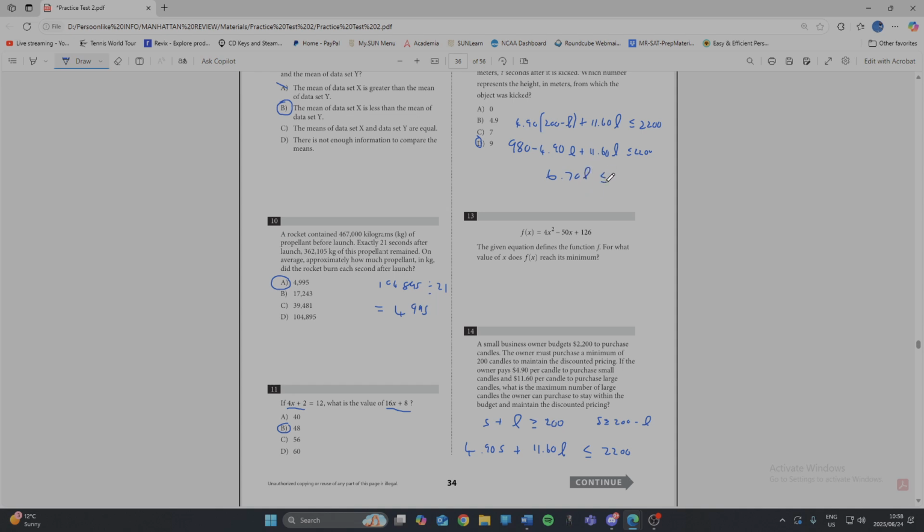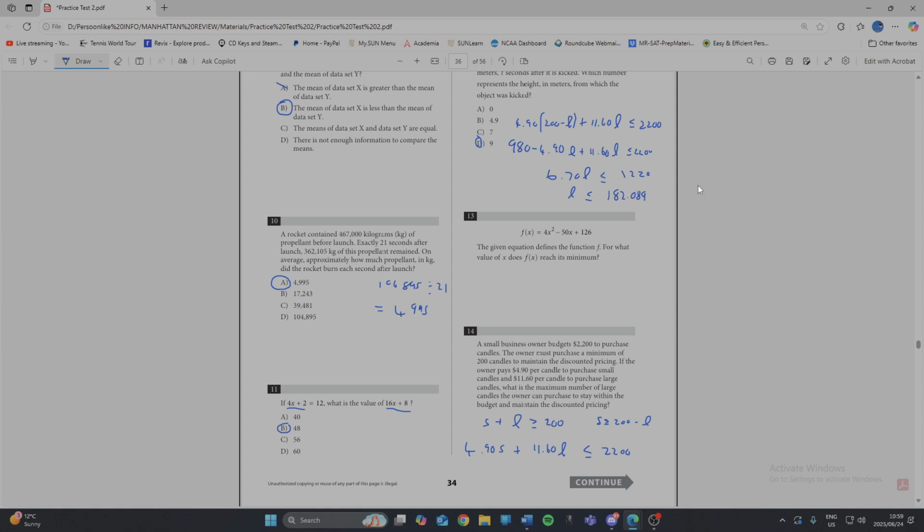And if we then take this 980 to the right hand side, we would be left with 1,220. Right, so then if we just divide it through, we would be left with 1,220 divided by 6.70, which is equal to 182.089.